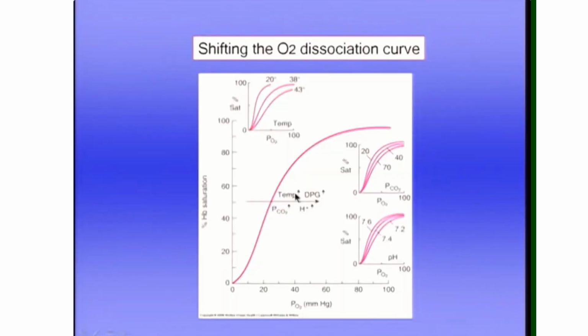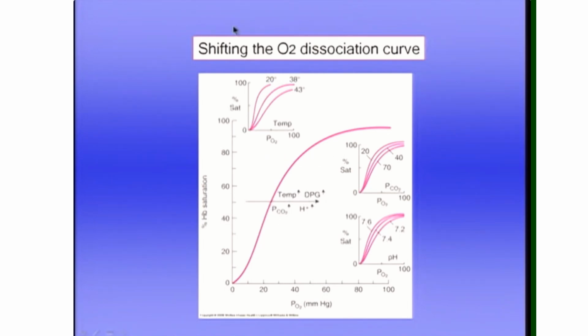Now, you may find it difficult to remember that, but I don't, because I remember just one thing, and that is in exercising muscle, the temperature increases because of the metabolism, the PCO2 increases because the exercising muscle is producing lots of CO2, the hydrogen ion concentration increases because of the increase in PCO2 and perhaps an increase in lactate as well, and it's advantageous in exercising muscle to have a right-shifted curve where the oxygen affinity is reduced, because that means that you can unload more oxygen for a given PO2 if the curve is right-shifted.